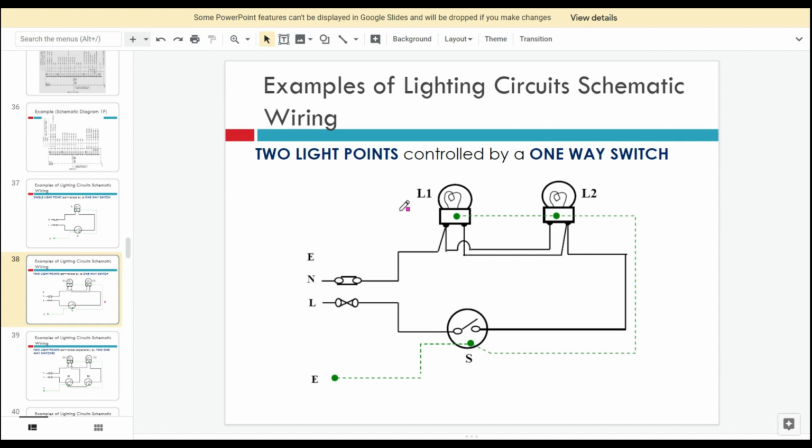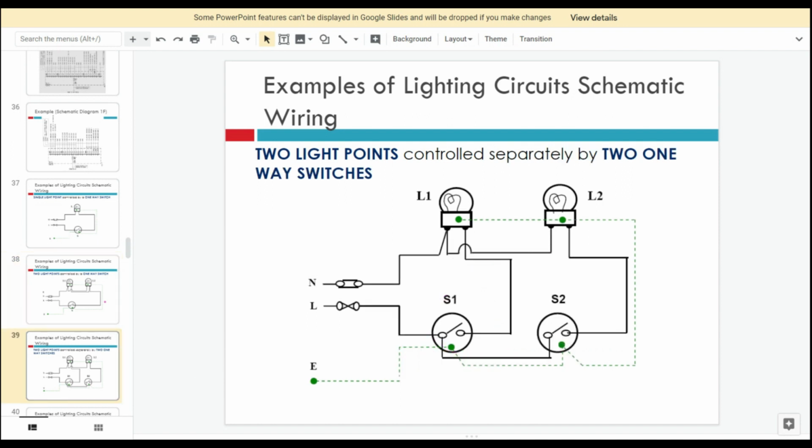The second is the two light points. We have two light points controlled by one switch, so we can control two lights with a single switch. And then we also can control two light points with separate switches. We have switch 1 and switch 2. Switch 2 controls light 2, while switch 1 controls light 1.